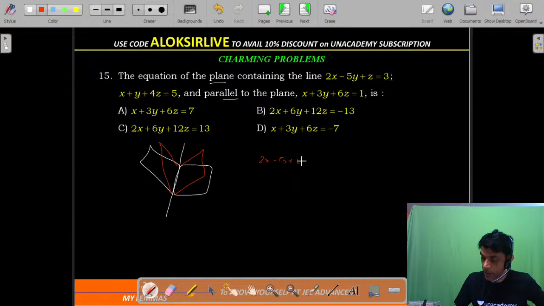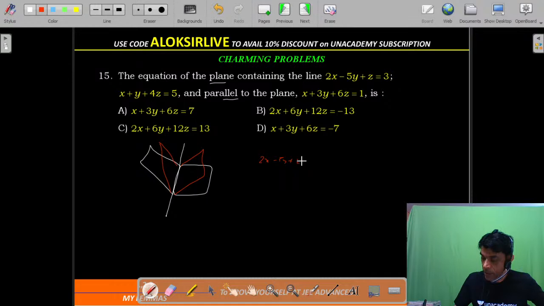And parallel to the plane means the DRs must be the same, so they are proportional. So 2 plus lambda upon 1, you have to find a perpendicular and parallel. Perpendicular means dot is 0, parallel means they are just multiples of each other.